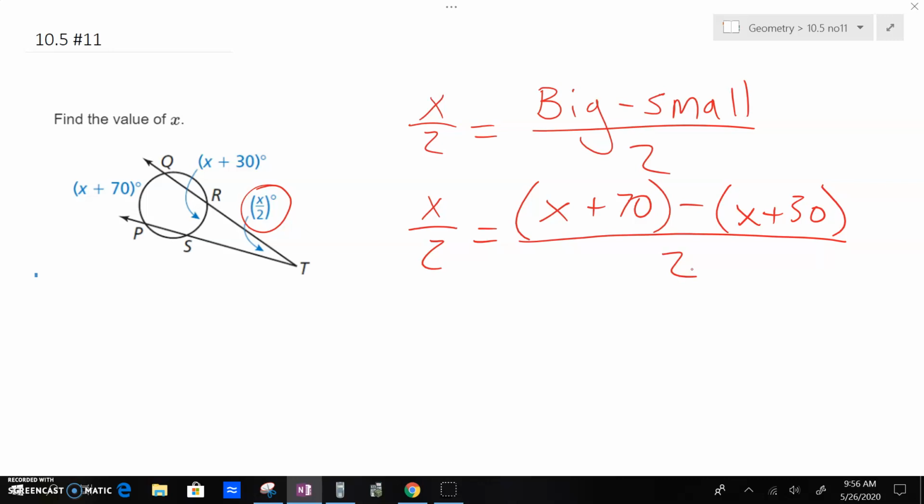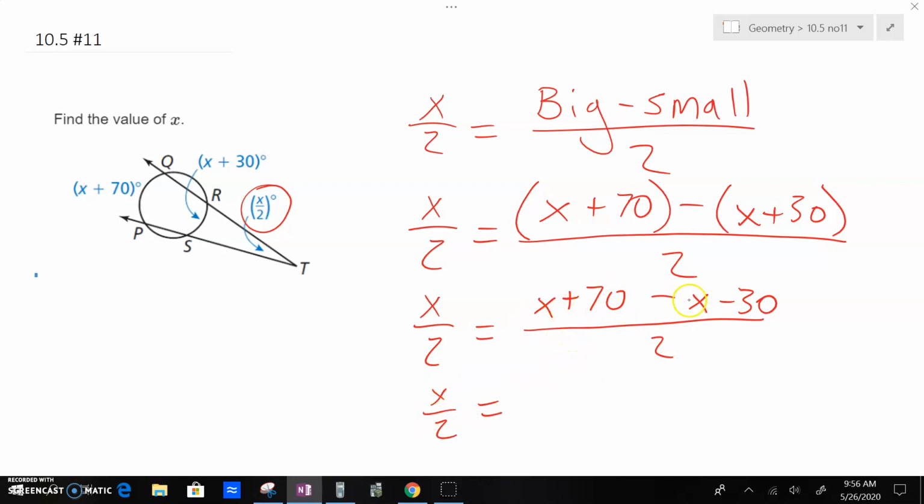And let's see, so distribute that negative through on top. So it would be minus x minus 30, and then we're over 2. And we'd have x over 2, and then we'd have x minus x. So on top, the x's go away. And we have 70 minus 30, which would be 40 over 2.